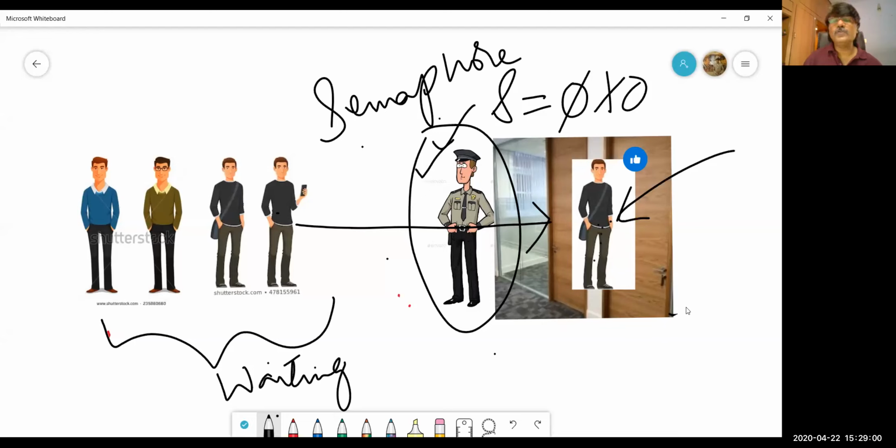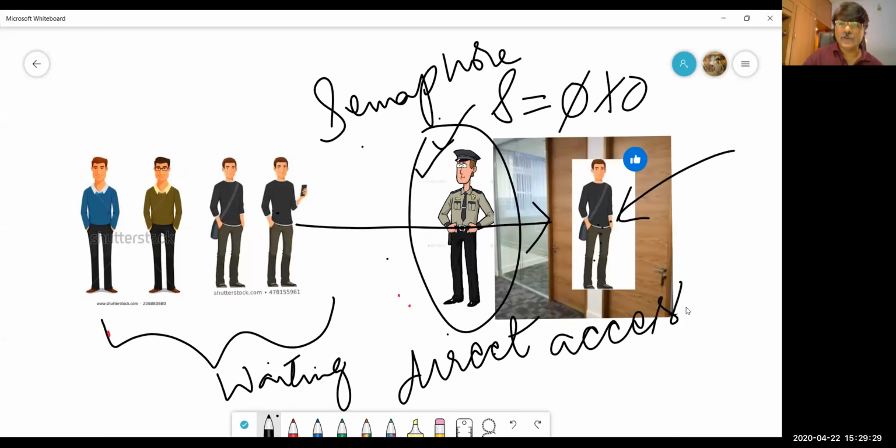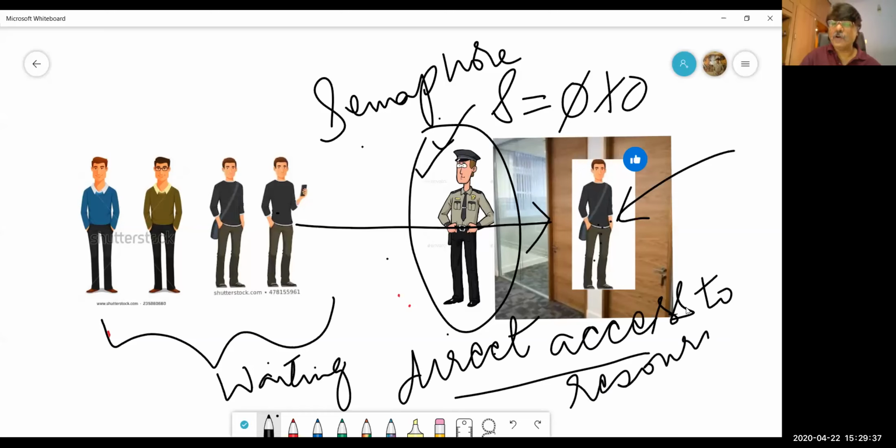Now we want two things to happen. One is we want a process to use the resource exclusively, meaning only one process using the resource. We also want that the resource should be protected. Protection will not be provided by semaphore. Semaphore will provide only direct access to the resource. Direct access to the resource is not a wise solution, or not advisable, because direct access to the resource may lead to ethical operations, or sometimes it may lead to unethical operations.